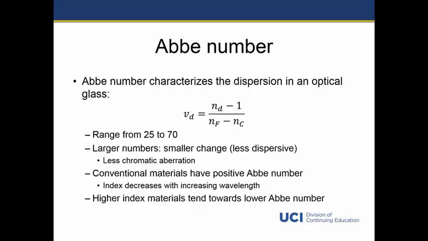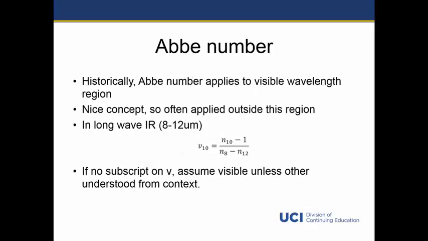Historically, when we talk about the Abbe number, it is defined in the visible wavelength region. So we have the N sub D and the F and the C in the previous equation. But the fact is, it's a very useful concept, so we often do apply it outside this region. My background is in infrared optics and in the 8 to 12 micrometer wavelength region. I would also typically calculate the equivalent Abbe number, which would be effectively a function of the index at 10 microns minus 1 divided by the difference between the indices of refraction at 8 micron and 12 micron.